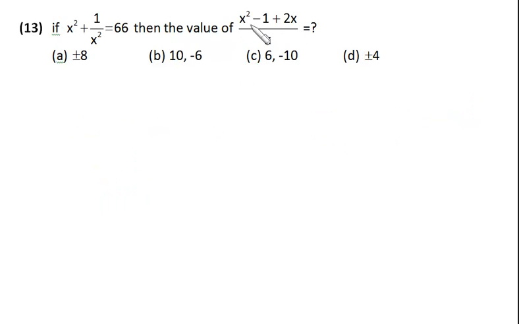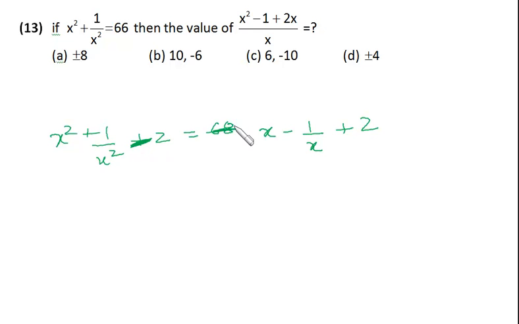Once again, a similar pattern of problem. Let's break it. It will be x minus 1 upon x plus 2, right? x square by x, x minus 1 upon x plus 2. So precisely we wish to have the value of x minus 1 upon x. Here we are given x square plus 1 upon x square. So x square plus 1 upon x square, I add 2, is equal to 68. Okay, I want x minus 1 upon x, so I need to deduct 2. Then only it will be x minus 1 upon x whole square. So it is 66 also minus 2, so it is 64. So x minus 1 upon x whole square is 64.